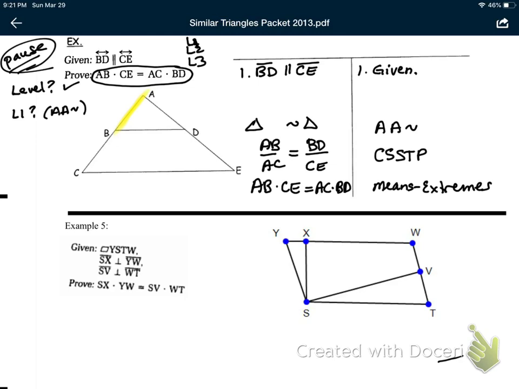AB times CE equals AC times BD. Okay, now I've highlighted 2 out of the 3 sides of 2 different triangles. What triangles did I highlight those sides of? Right, ABD and big triangle ACE. And that's how you figure out what triangles produced the proportion.